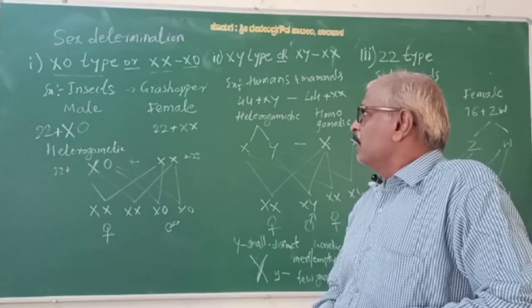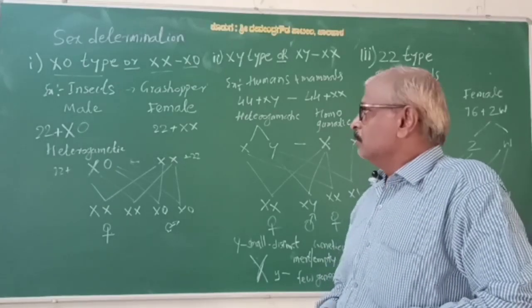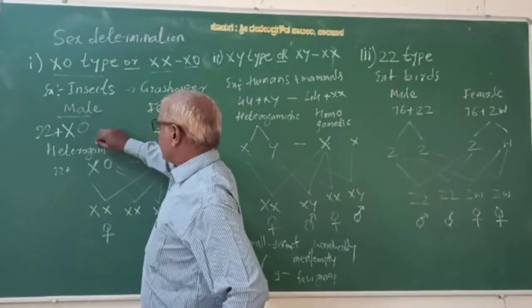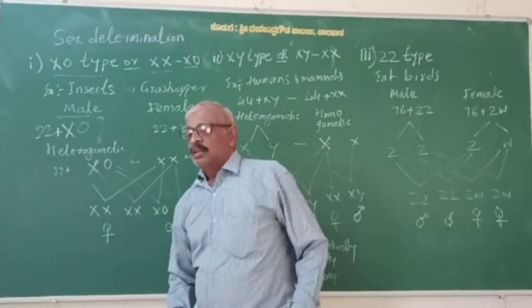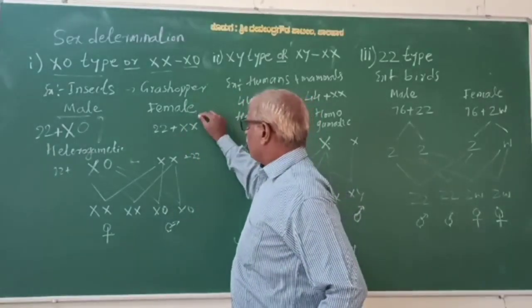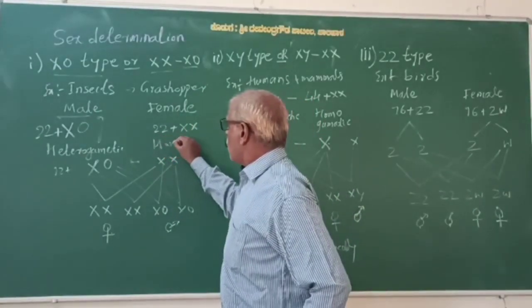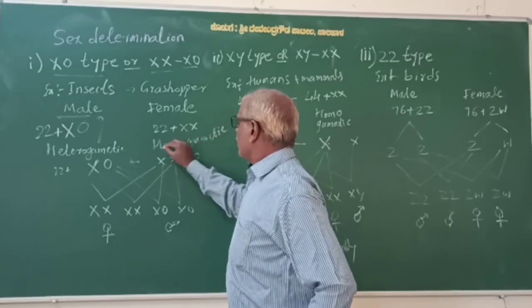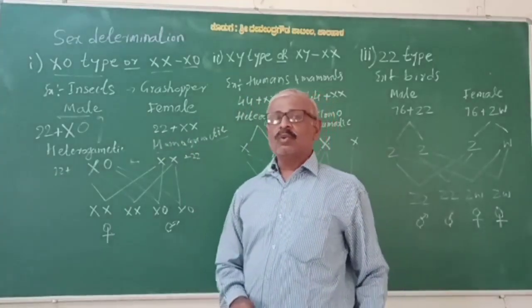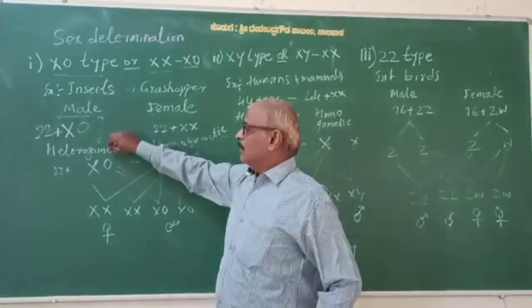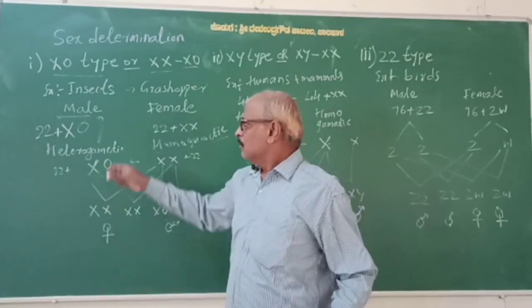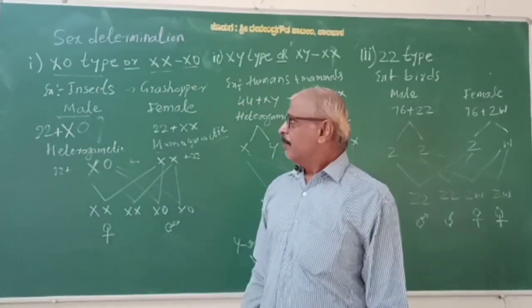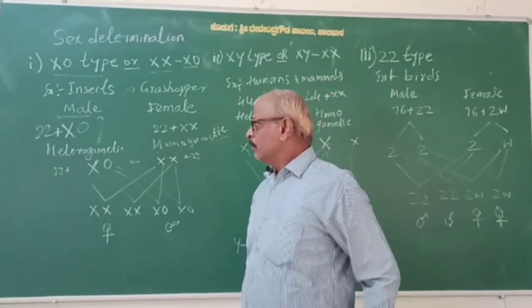For example, we have taken here the grasshopper. In the grasshopper, the male is called heterogametic and the female is said to be homogametic. It is very clear what is meant by heterogametic and homogametic. Heterogametic, as you know, means the allosomes are different.